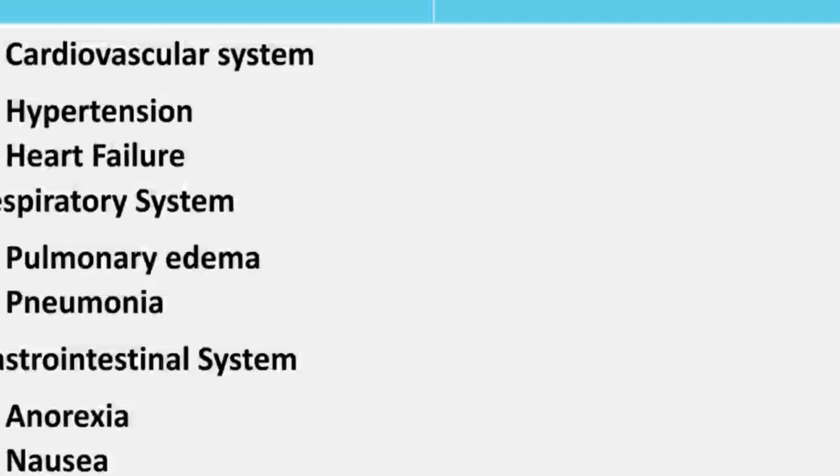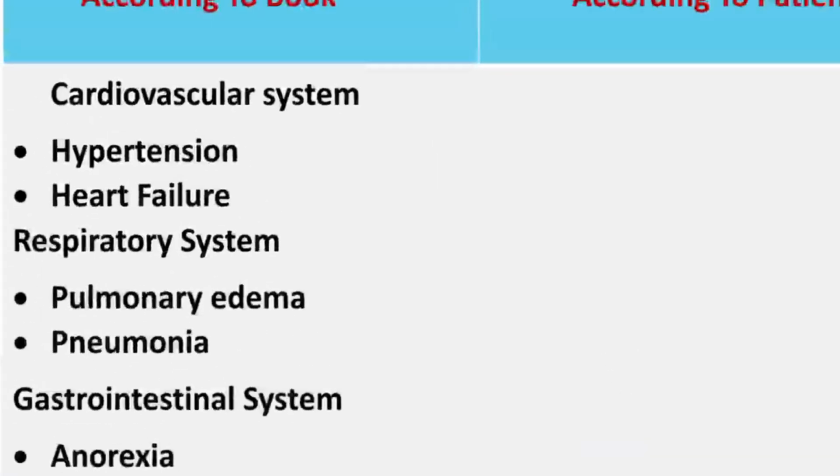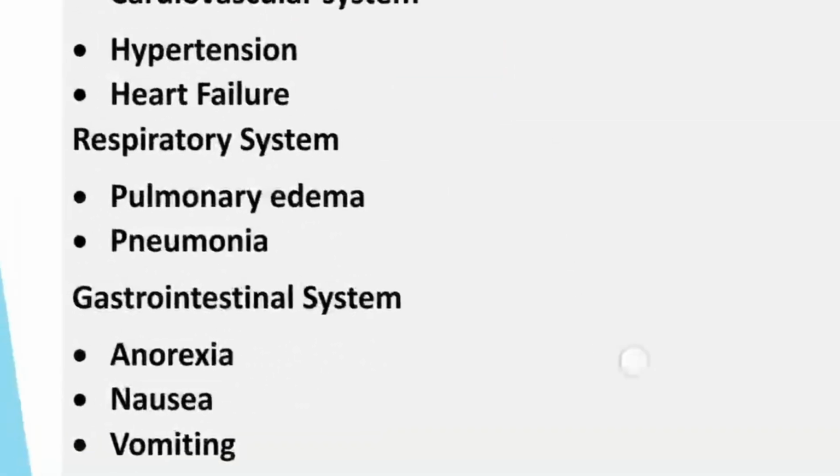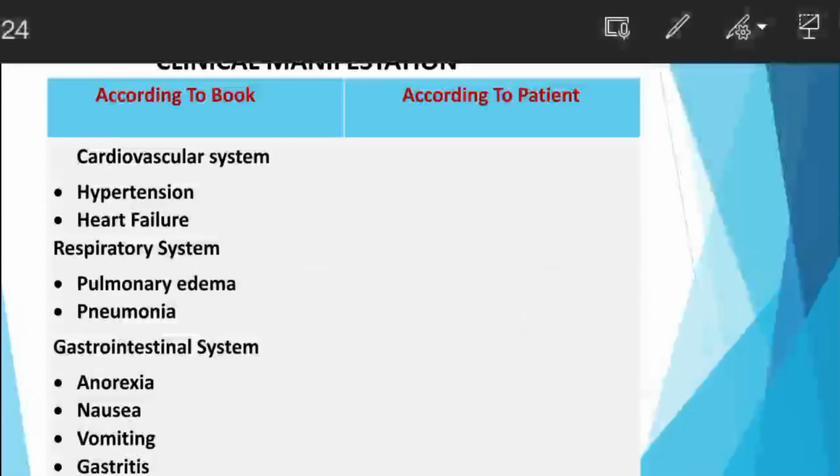So fluid becomes retained in the body, and that leads to increased blood pressure, as well as edema. That can lead to heart failure also, and pulmonary edema, pneumonia, as well as the normal symptoms from the GI tract, that is anorexia, nausea, vomiting, gastritis. Common symptoms can be seen.